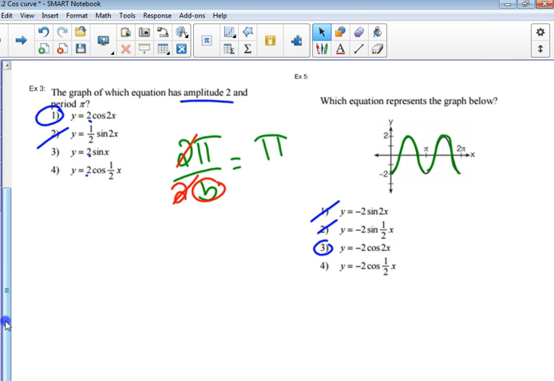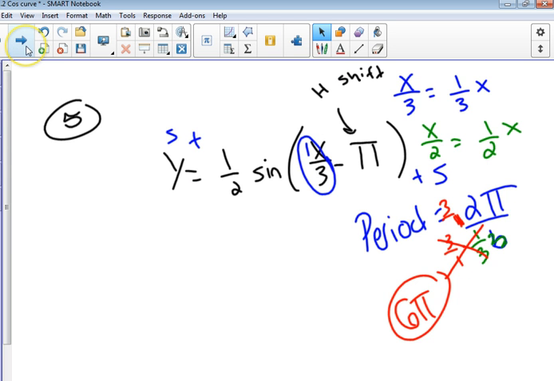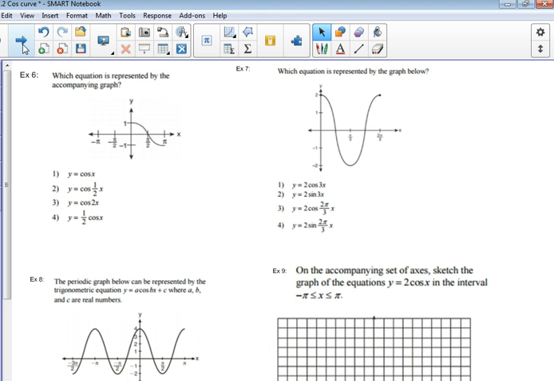How are you guys doing so far with this? That's pretty good. Is it going to get harder? No, this is it. Like the next 2 days, we're literally just graphing things on a calculator and matching. These next 3 are a bit tricky because of the interval.